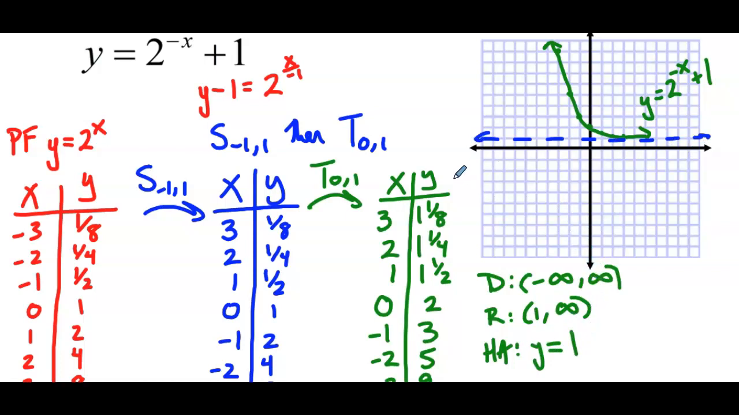Okay, so we had two transformations here. We had a reflection over the y-axis, and then we moved everything up 1, and then the resulting graph is drawn, as well as the domain, range, and horizontal asymptote.